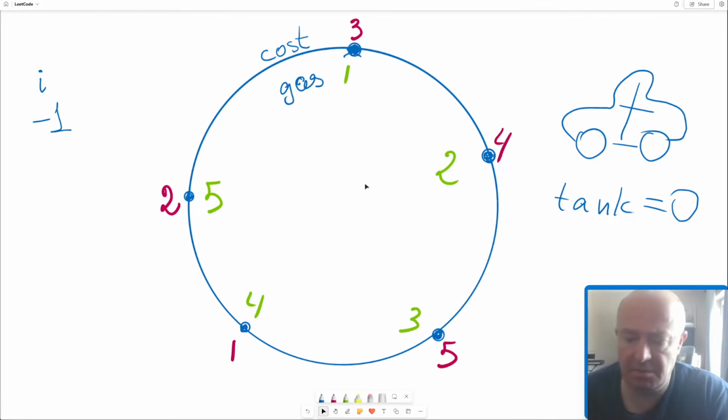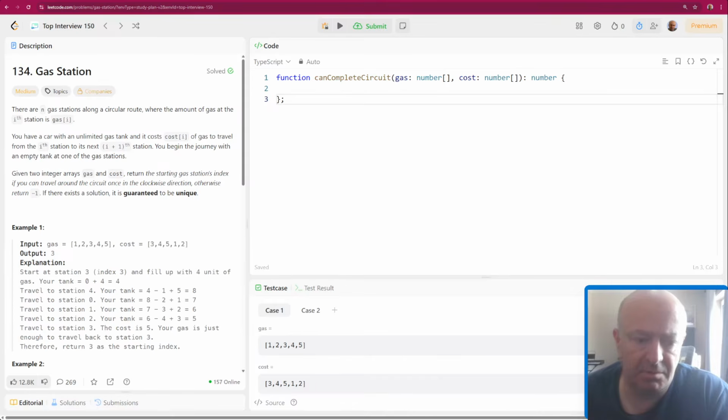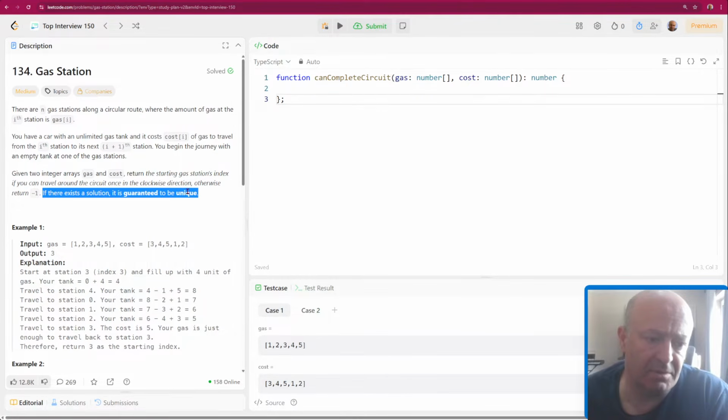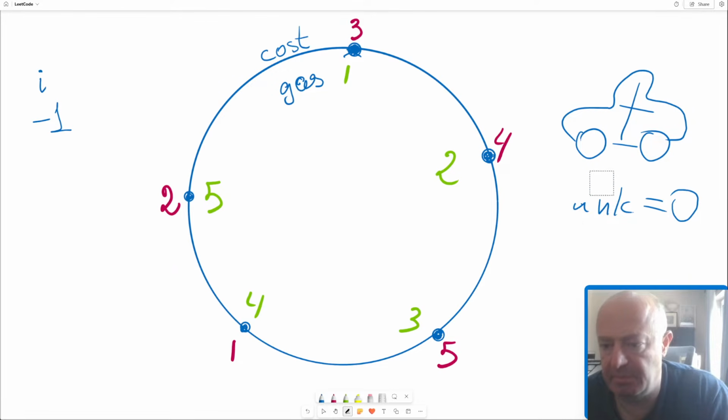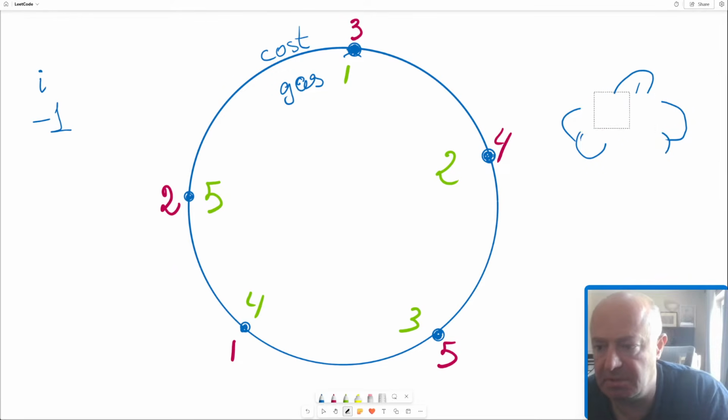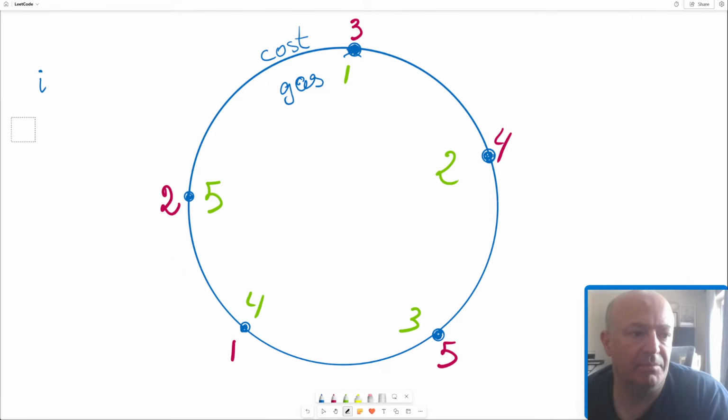We are assured that if such a path exists, then it will be unique. So if there is a solution, it's guaranteed to be unique. I don't think this is particularly useful to us. Maybe it's useful. Maybe they have a specific solution in mind. I don't see how this is particularly useful. So the solution I'm going to propose will find a path, whether it's unique or not.